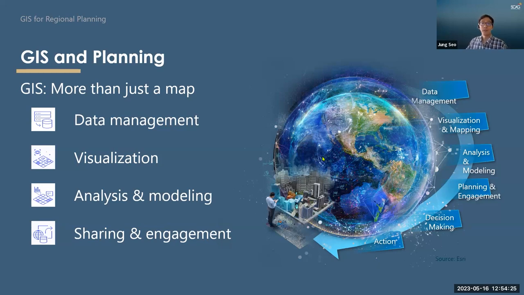SCAG has been leveraging these GIS capabilities in its regional planning and policy analysis. In the following three slides, I will share some examples of GIS products that SCAG developed for its regional planning. Then my colleague Mengdi Li will go deeper into the details of how SCAG actually utilizes GIS programming and automation methods and techniques.